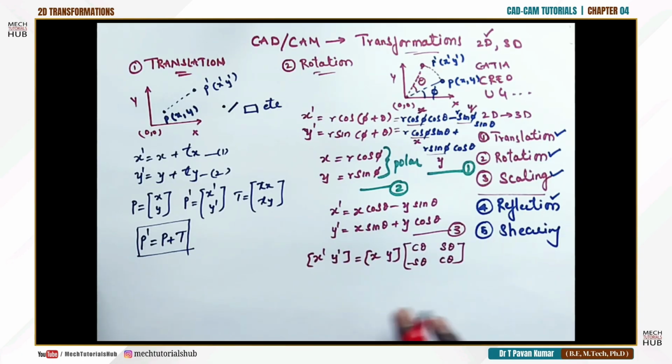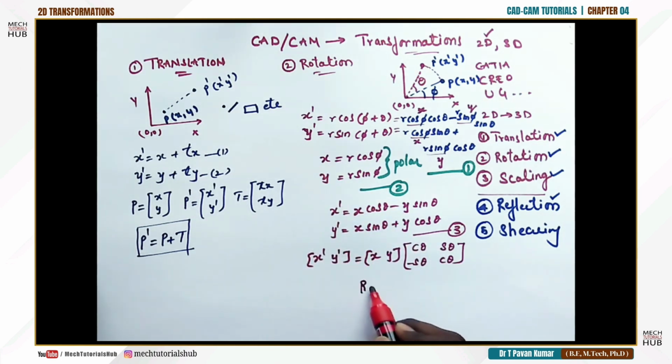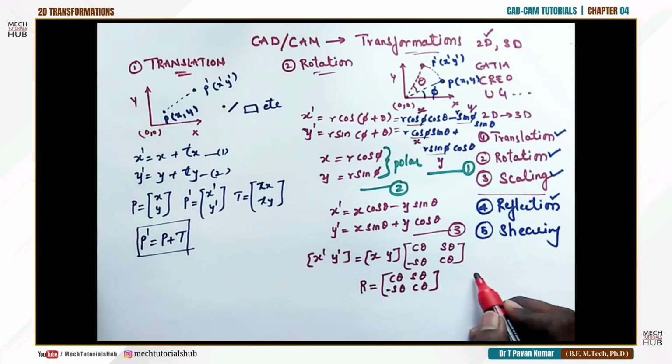X and y terms, I am trying to rewrite x and y terms, that's it. Okay, now rotation can be indicated with capital R, followed by the same equation: cos theta, sin theta, minus sin theta, cos theta. Okay, this is the equation. Now the same equation can be rewritten in this format, which is P prime is equal to P multiplied by R.